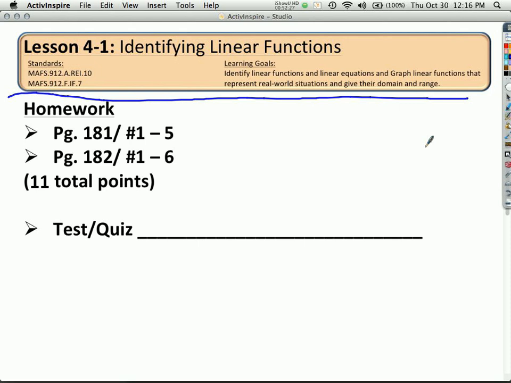On page 81 in your workbook, you're doing numbers 1 through 5, and on page 182, you're doing 1 through 6. And instead of calling this total questions, I'm calling it points, because I'm going to start giving a certain number of points to certain questions. But for tonight, everything's 1 point. Okay? You will have a quiz soon, but I don't know when. The schedule's a little bit messed up, and I just don't know when it will be. Okay?